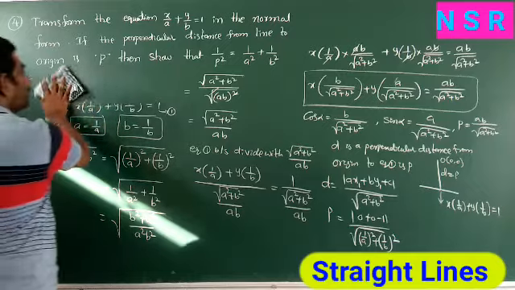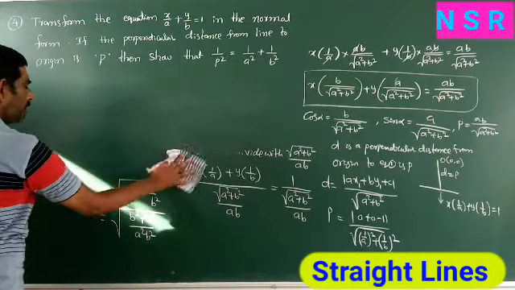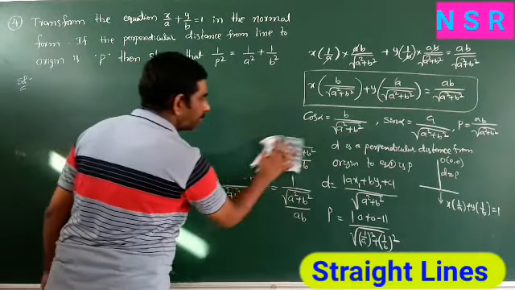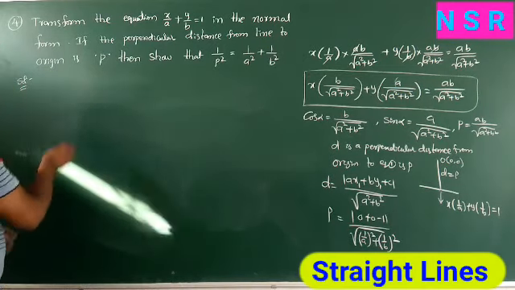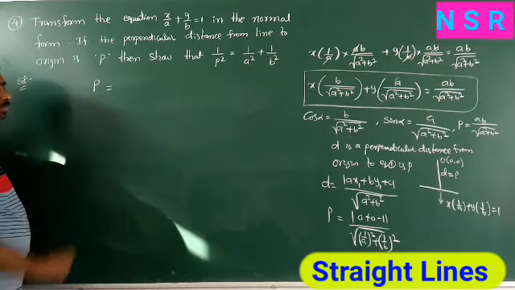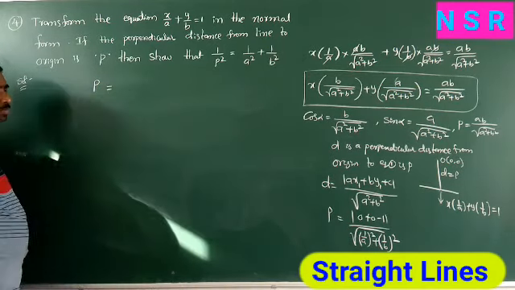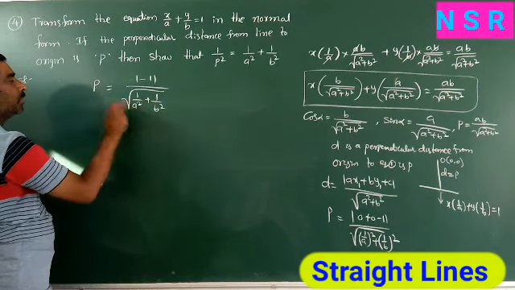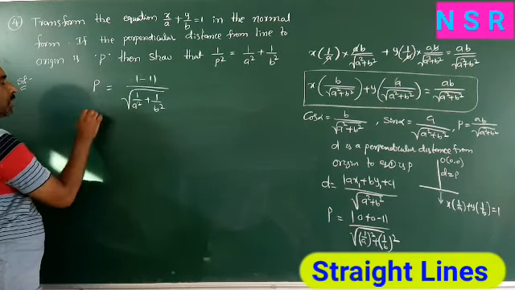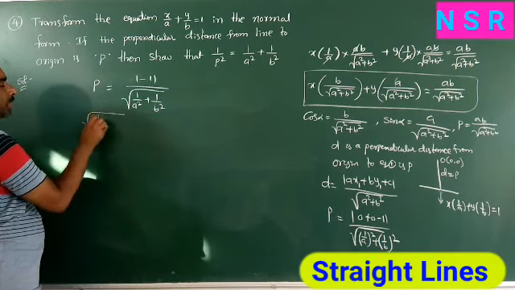So we get, right here, p is equal to mod of minus 1 by square root of 1 by a square plus 1 by b square. Root multiplier and p move this side, we get 1 by a square plus 1 by b square equal to mod of minus 1, which is 1 by p.